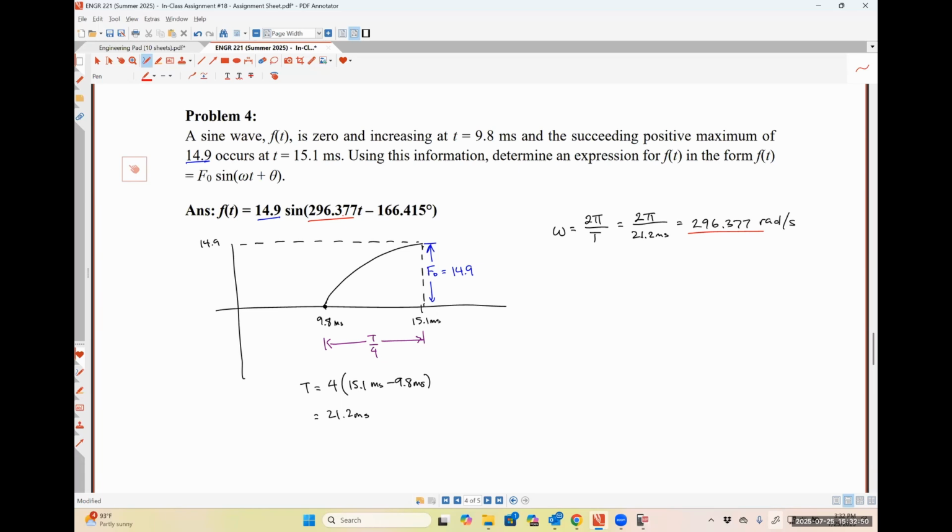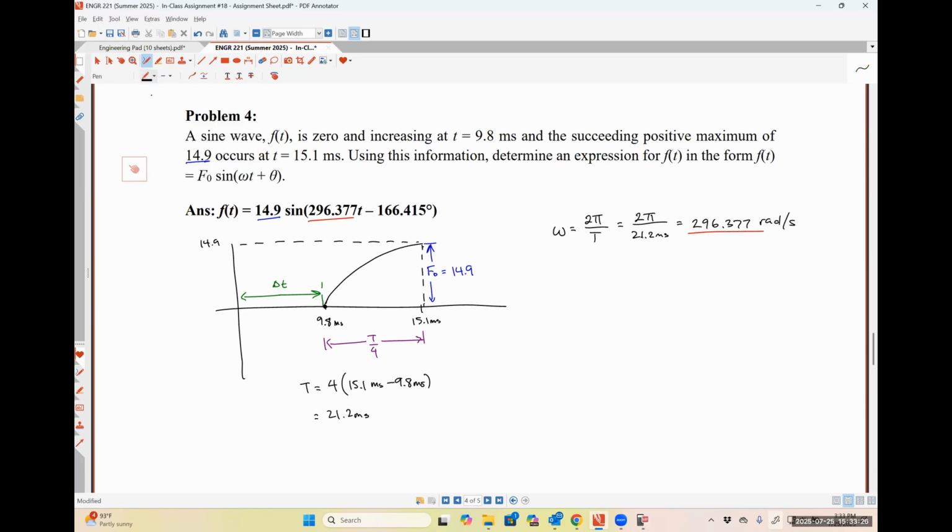Is it 9.8? It is indeed 9.8 milliseconds, right? So if our signal wasn't delayed at all, or it wasn't advanced, essentially if our phase angle was 0, it would have been 0 and increasing at t is equal to 0. But instead, it's 0 and increasing at 9.8 milliseconds, which means it's been delayed by 9.8 milliseconds. So this amount of time from here to here is our delta t.